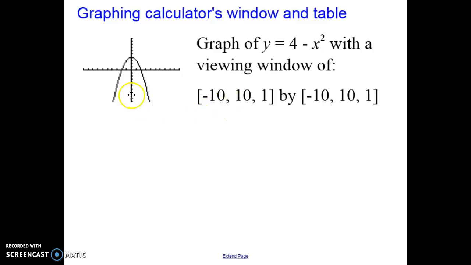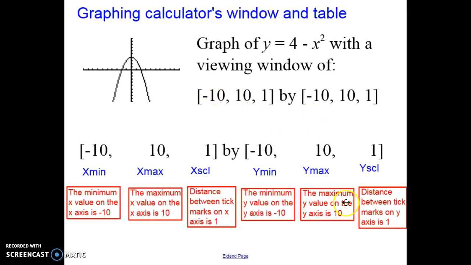Right now I've got a viewing window of this. Now what does this notation mean? What does each one of those numbers mean? Well, here's what they mean. This is the x minimum, that's the minimum x value on the x-axis. Here's the x maximum value on the x-axis. This is the x scale. That means my tick marks on the x-axis are counting by ones.